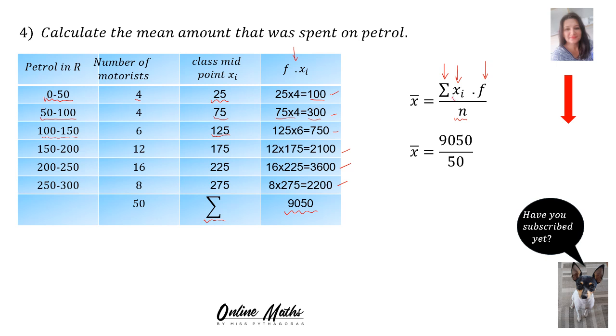Now, when you go back to your little formula, you will see that sigma, the class midpoint times frequency, was the 9,050. Divide by n, n was 50 motorists. And when I work that out, I see that the mean amount, the average, was 181 Rand.